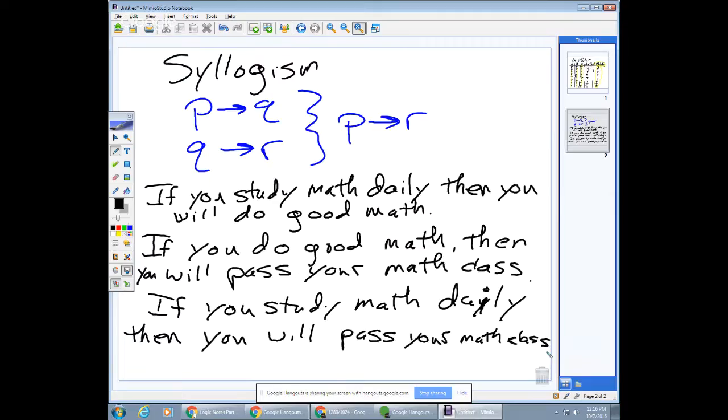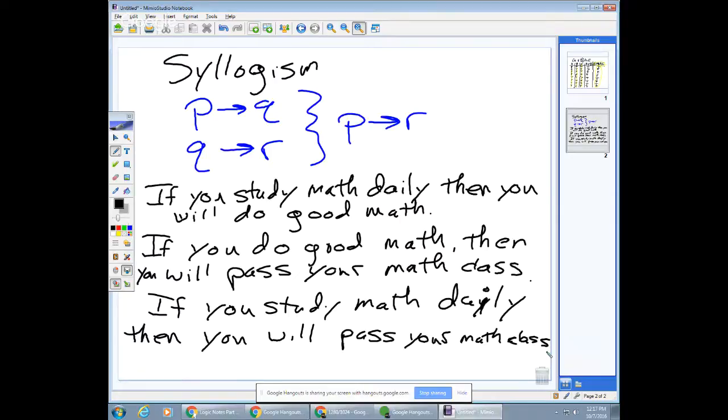Suppose I threw a different second sentence in there. If you go to bed early every night, you will pass your math class. So that would be my second sentence. Right? So then I could replace the syllogism with, say, if you go to bed early, you will do good math. Is that a logical conclusion?